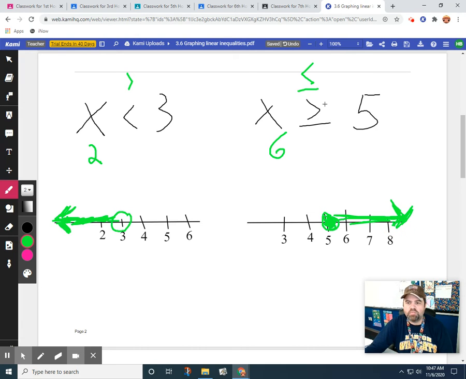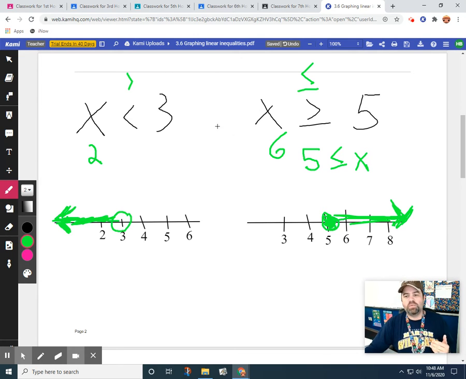Now, I've had students in the past that got hung up on the sign telling you which way to point or which way to shade. My arrow points to the right, so I shaded to the right. Don't get hung up on that, because if I reverse this, that's still the same statement. I want the numbers that are bigger than or equal to 5. I still shade to the right, not the left. So don't get hung up on the arrows.